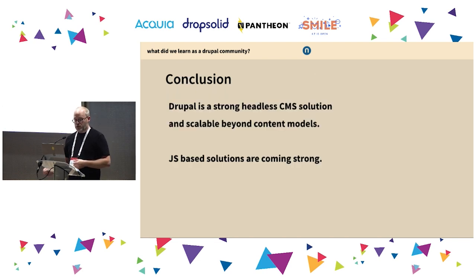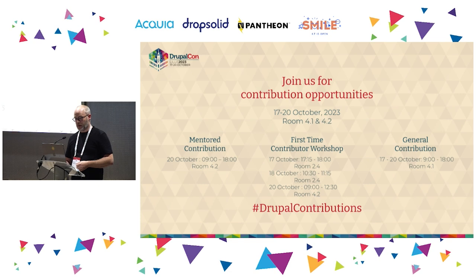So, conclusion: Drupal is a very strong option in the CMS world, and especially it's scalable beyond simple content models. So let's think about web forms, web form functionality we couldn't find in Strapi and others. And there are many modules in Drupal that are well established, offer headless APIs, and all these newer, younger CMS systems are not there yet, right? So Drupal is far ahead. But JS-based solutions are coming on strong, and we should really have a look at how they evolve and what we can learn from them. Yeah, that's it.